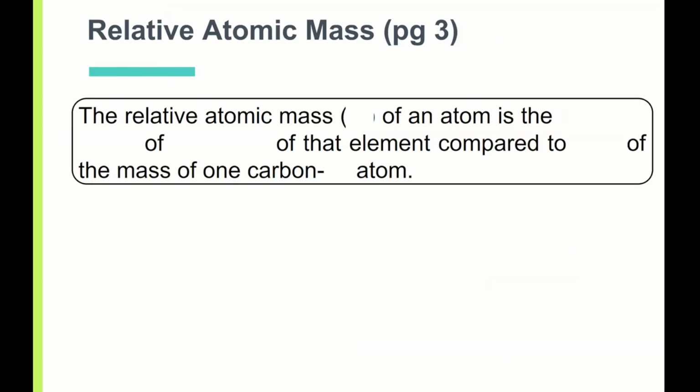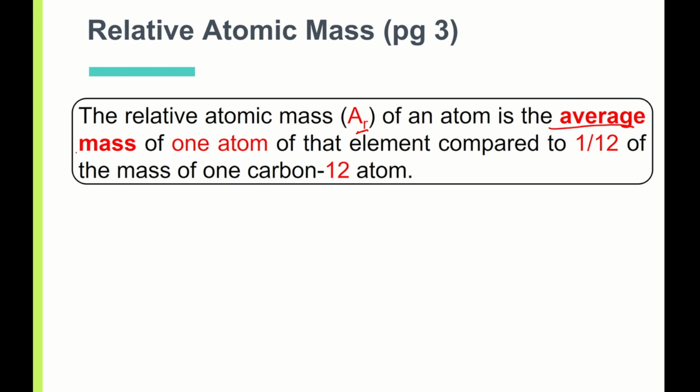So let's take a look at the definition of relative atomic mass. Now we are looking at what exactly relative atomic mass is. We use the symbol Ar, and this r is a subscript. It's the average mass of one atom compared to 1/12 of the mass of one carbon-12 atom. So fill in the blanks in your notes. Why do we use average? Because we are taking into account all isotopes. Average of all isotopes.